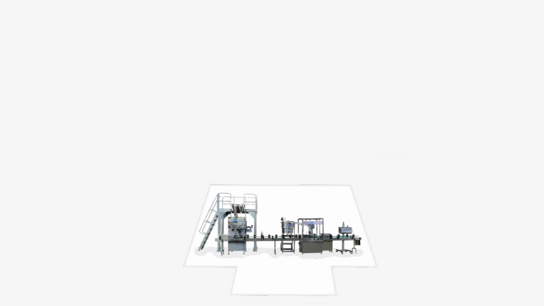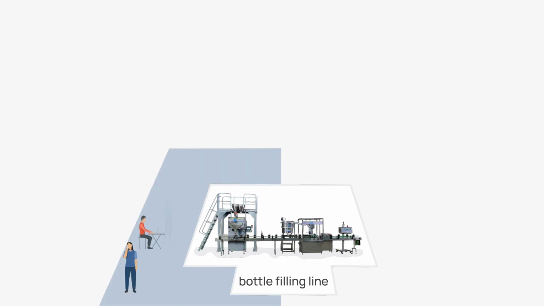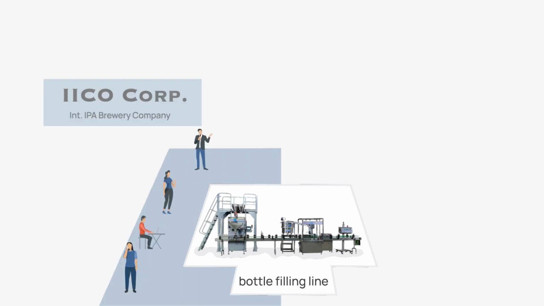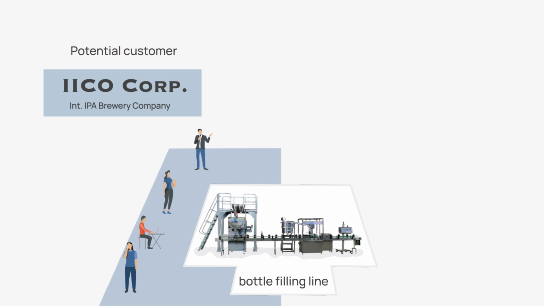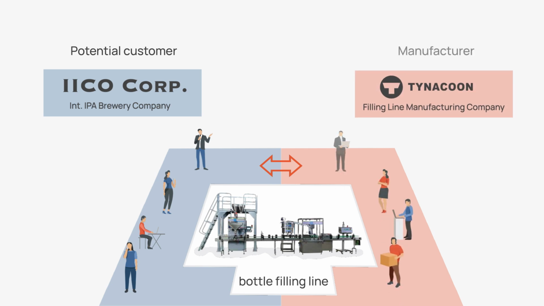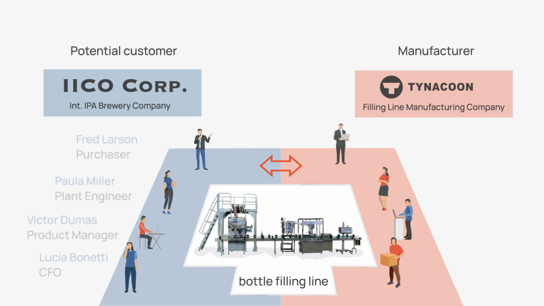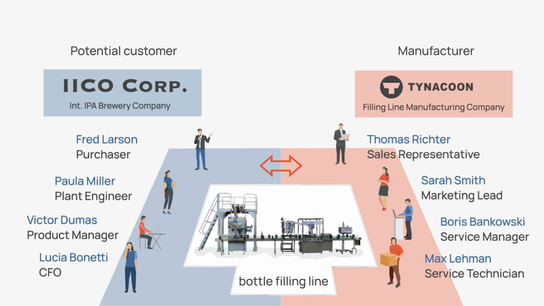In this example, we will take a look at the sales process of a bottling line and how it is supported by the JustRelate CX Cloud. On the one hand, we have the customer, the International IPA Brewery Corporation, IICO AG, a brewery of finest IPA ales, and on the other hand, Tyne-Kuhn, the manufacturer of the bottling line.